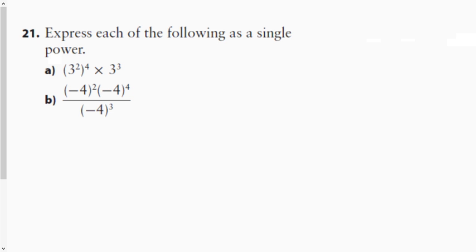Question 21. Express each of the following as a single power. Power to an exponent, keep the base, multiply your exponents. Now we have multiplication of two powers that have the same base. Keep your base, add your exponents. And we have the final answer as a single power of 3 to the power of 11.